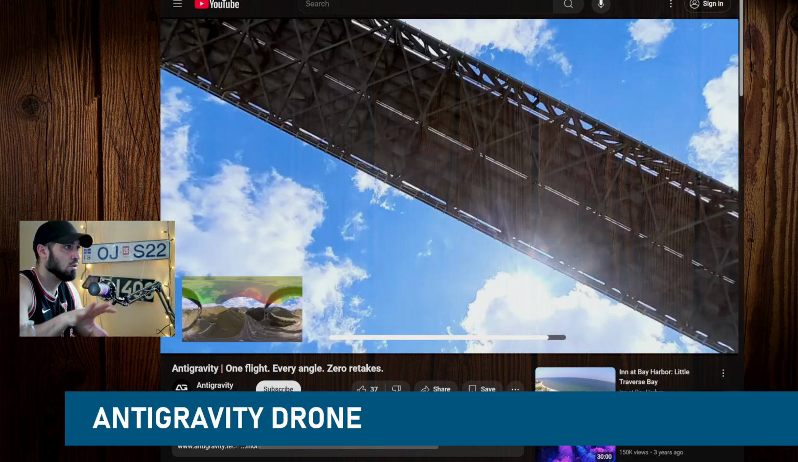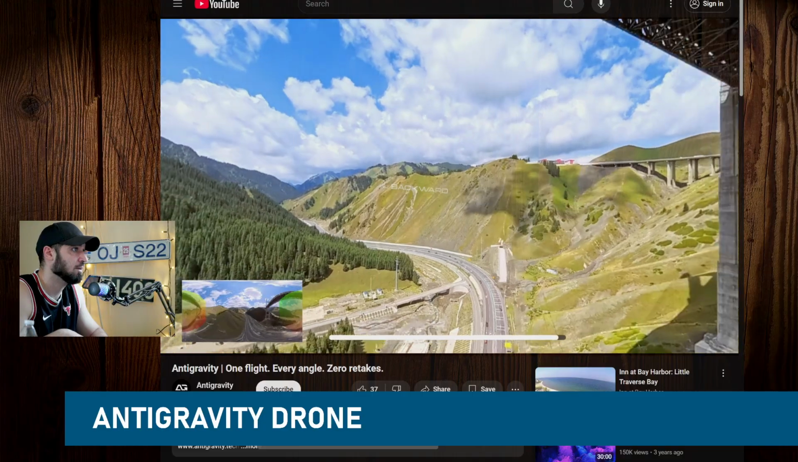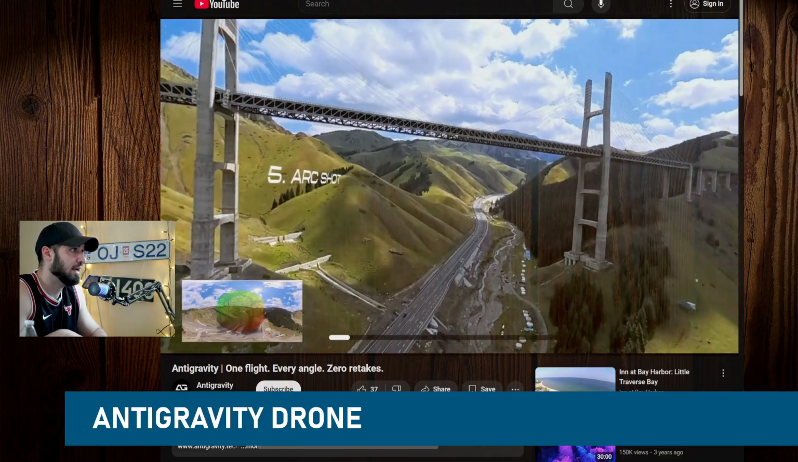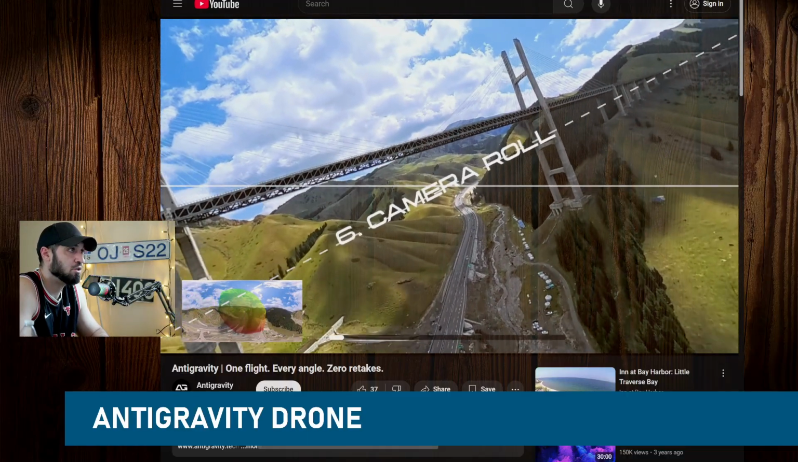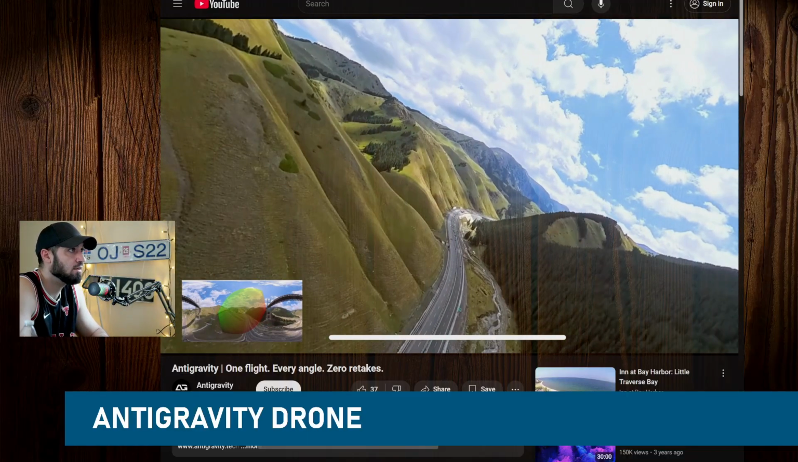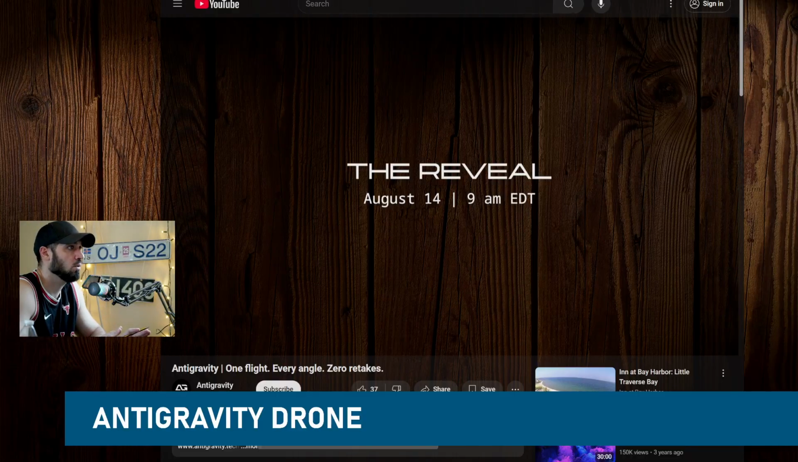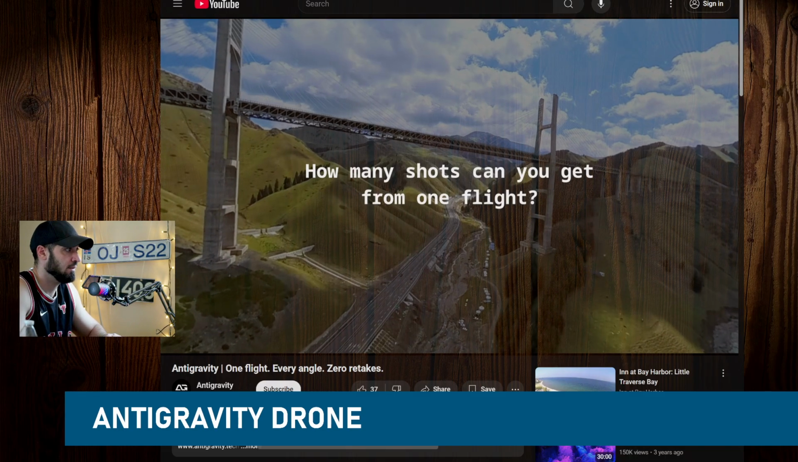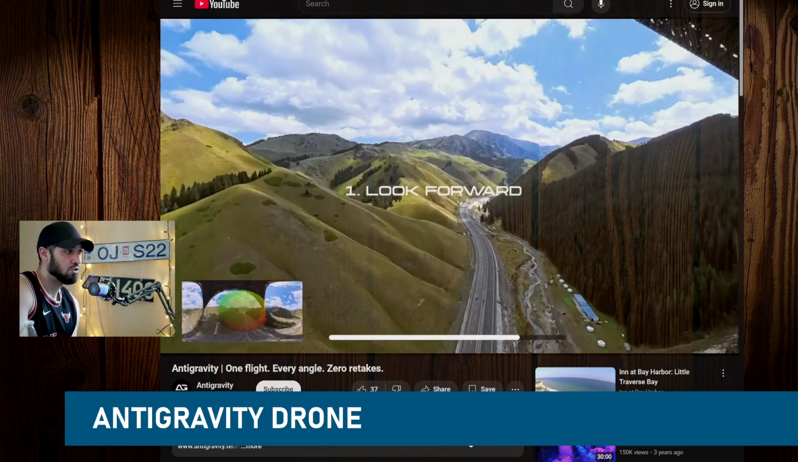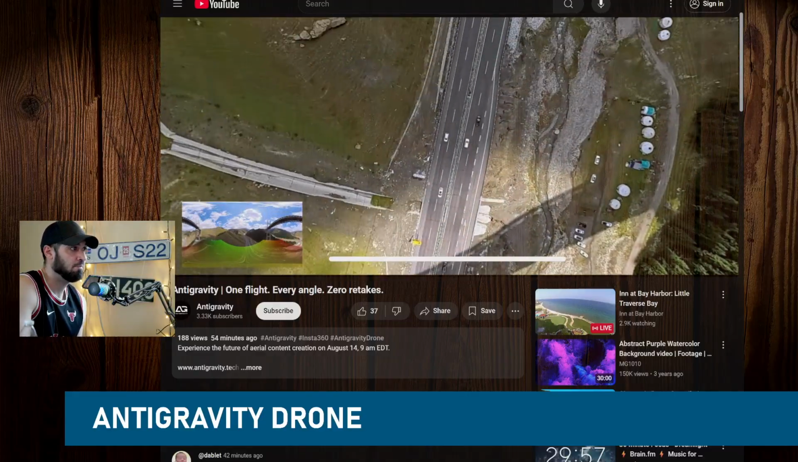So now it's in the drone market, right? The people that are used to flying drones, now they have a 360 camera, and it opens up a door which is pretty much revolutionary. I mean, just using one shot, one flight to get multiple angles. That is kind of revolutionary. So very, very cool by Insta360, the anti-gravity drone. It's coming out August 14th, 9 a.m. EDT.